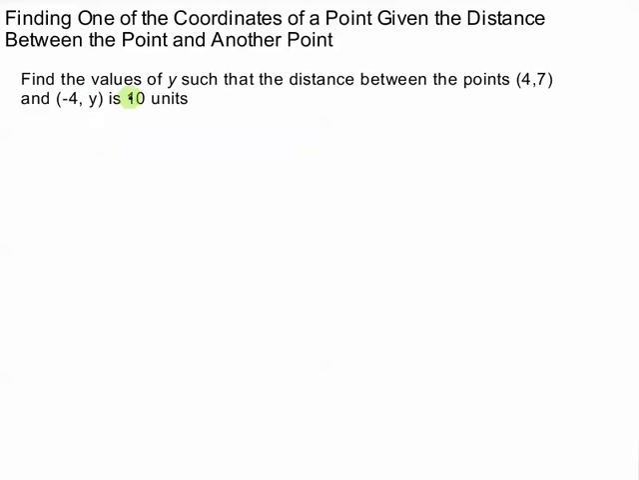If you think about what this means, you could actually draw a picture and kind of see it. The ordered pair (4, 7) you can plot. (4, 7) is up here somewhere. And then we have another ordered pair whose x value is -4, so -4 is here. We need to find all the points where the distance between this ordered pair and this ordered pair is 10.